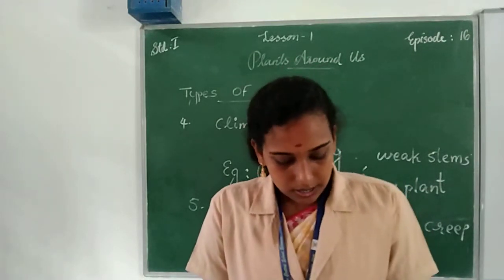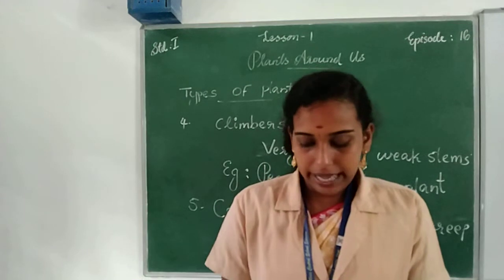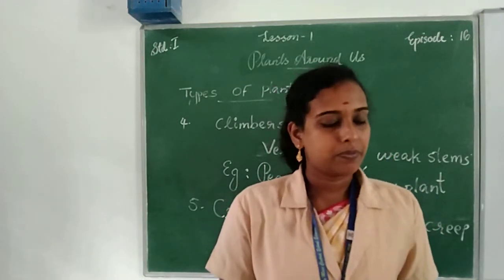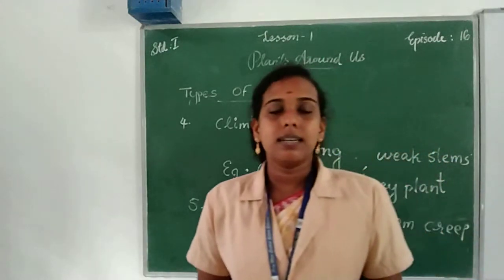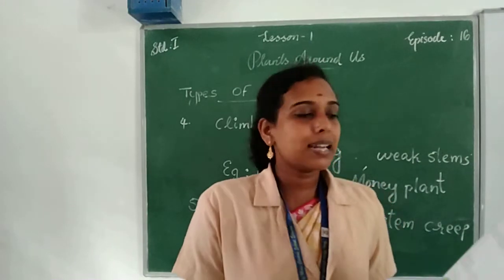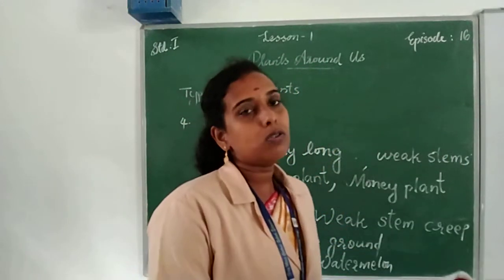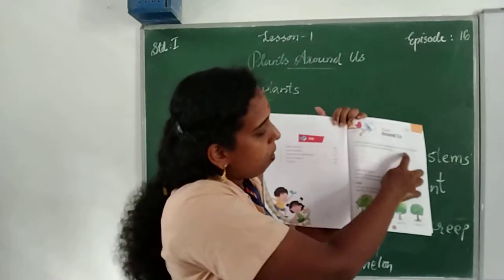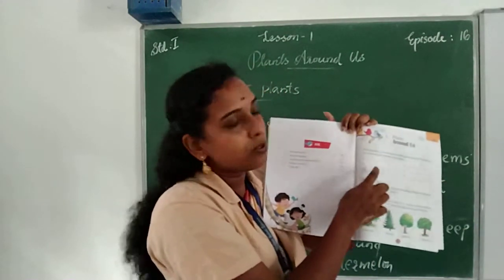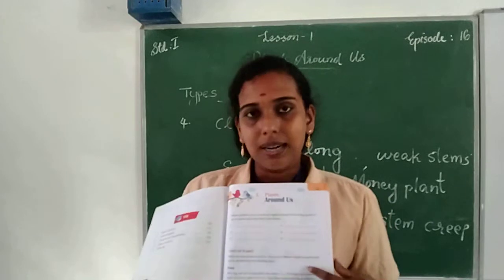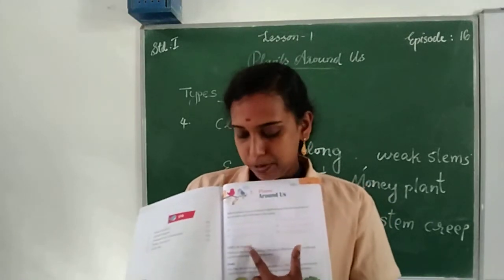Very good. So now you just take your textbook and look at it, so you can read the text. You just listen carefully. Okay, our first lesson, plants around us. And this is your homework question. Here you just write the names of any 6 plants around your house. And here we start our chapter, types of plants.